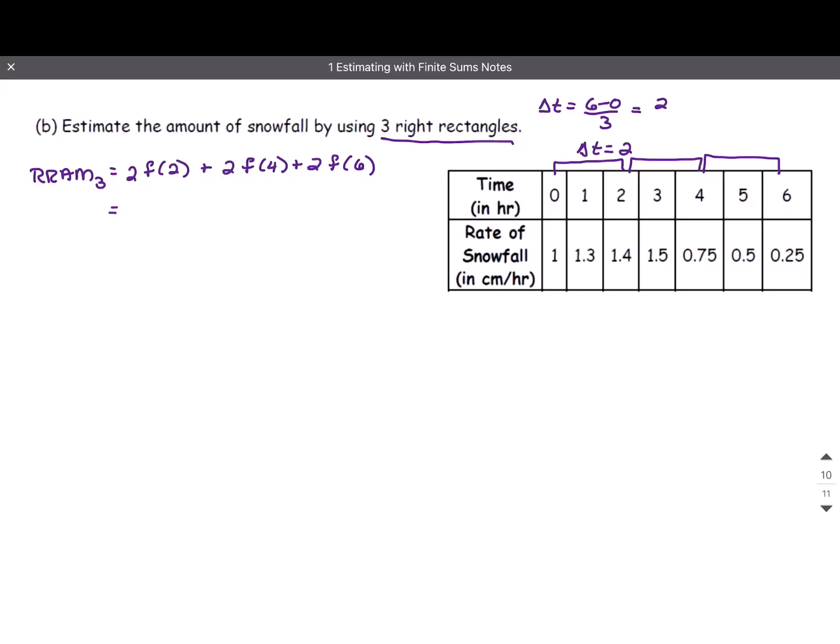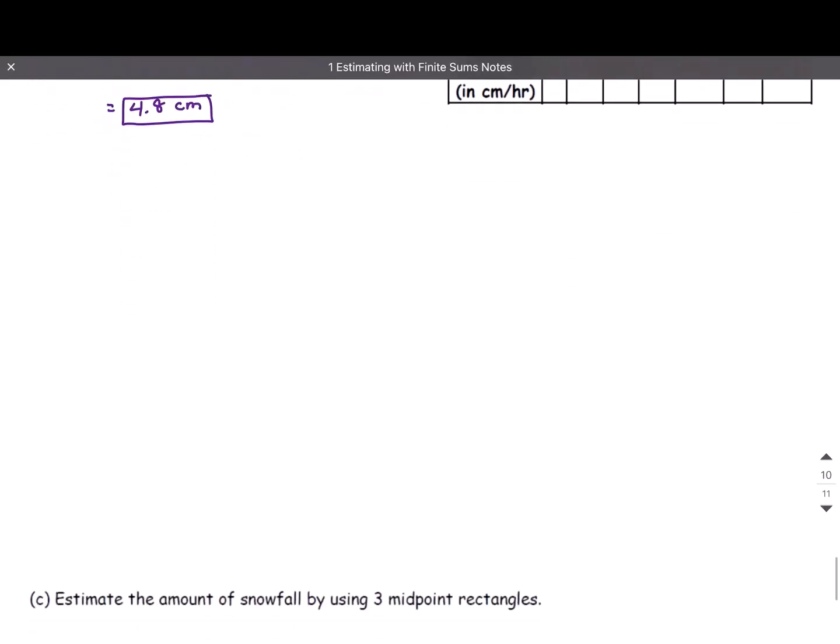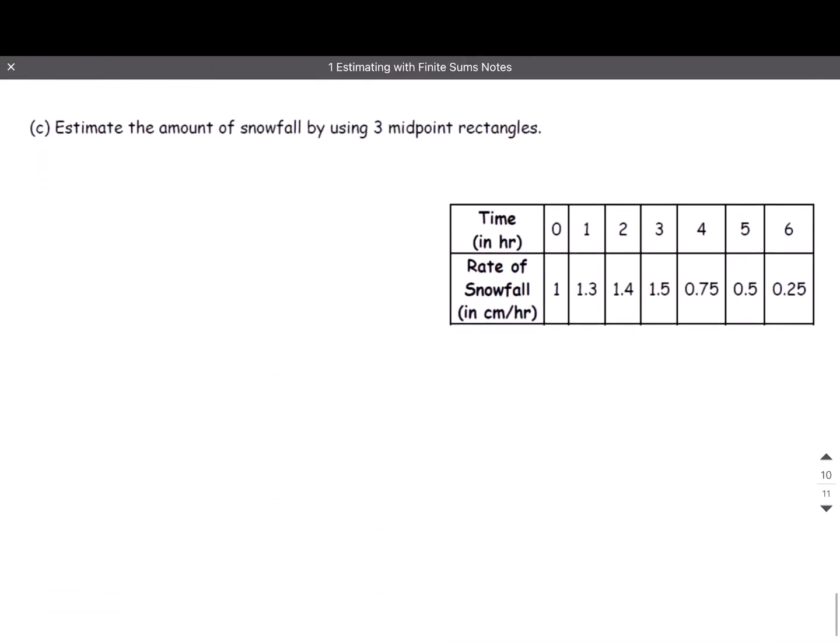So we're going to have 2 times f of 2 is 1.4, plus 2 times f of 4 is 0.75, plus 2 times f of 6 is 0.25. So that's going to give us 2.8 plus 1.5 plus 0.5, so that's 2. That's going to give us 4.8 centimeters. Yay! One more part. So now we're going to estimate the amount of snowfall by using 3 midpoint rectangles.